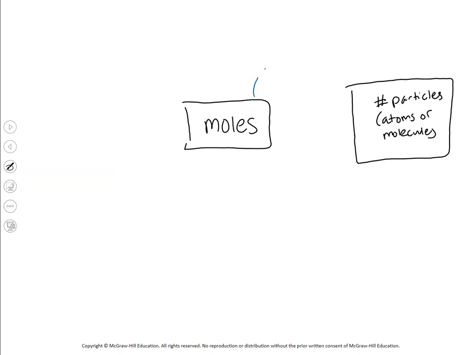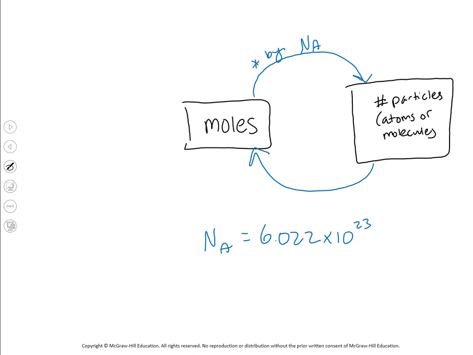To go from moles to the number of particles, that's what we did the first one, 30 moles of calcium, how many atoms are there? We're going to multiply by Avogadro's number. Again, Avogadro's number, 6.022 times 10 to the 23rd. To go backwards from atoms or molecules back to moles, that's what we did the second time. Now we're going to divide by Avogadro's number.